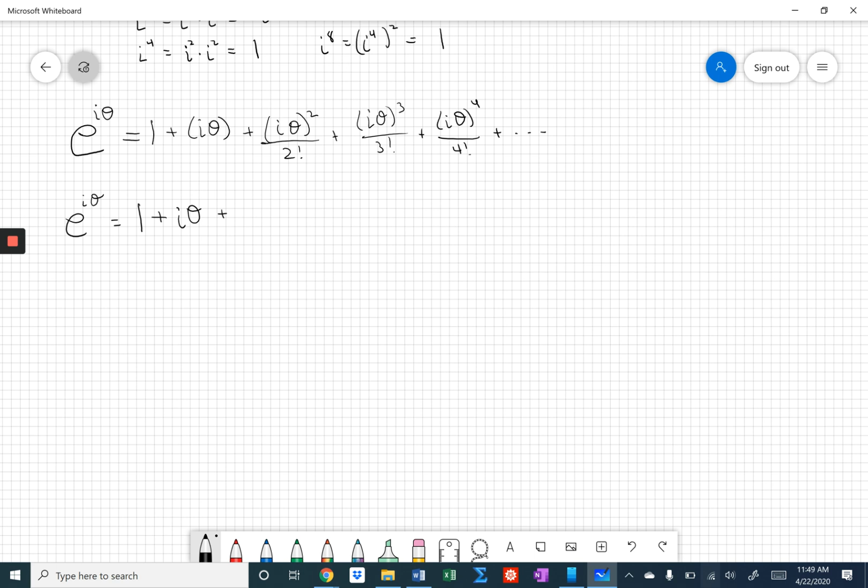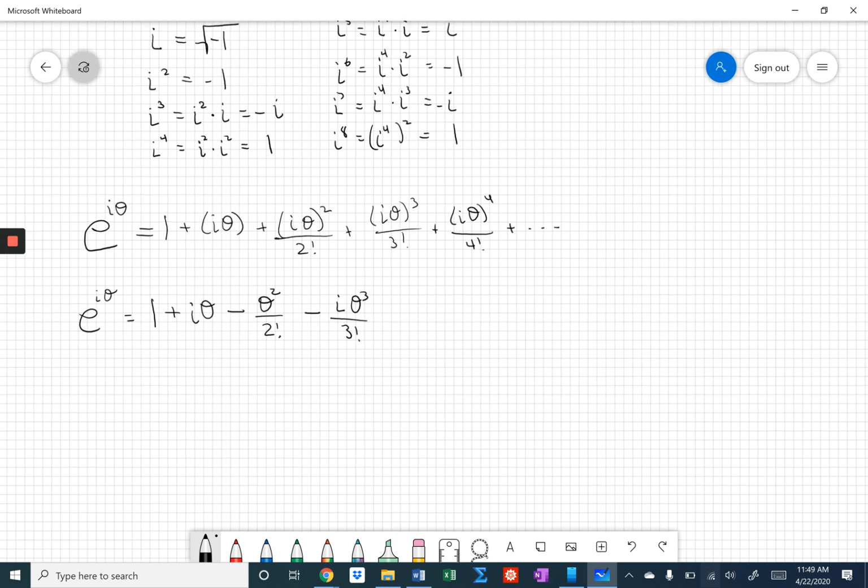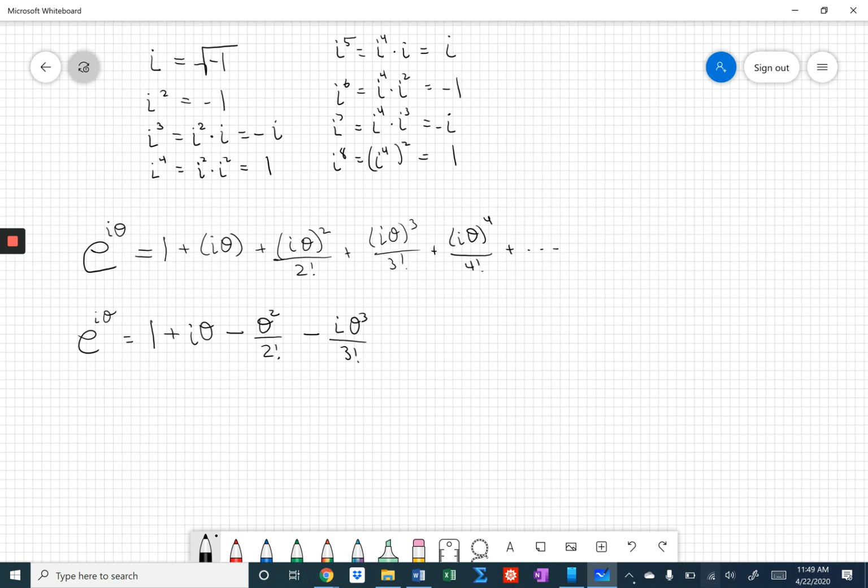When I take the third term here and I square i, remember, i squared is -1, so that's going to make this negative. And then I'll have theta squared over 2 factorial. When I raise i to the third power, that's going to make negative i, so I'm going to have a minus i theta cubed over 3 factorial. Remember, i cubed was negative i, so I'm just replacing i cubed with negative i. i to the 4th is 1, so I'm going to get plus theta to the 4th over 4 factorial.